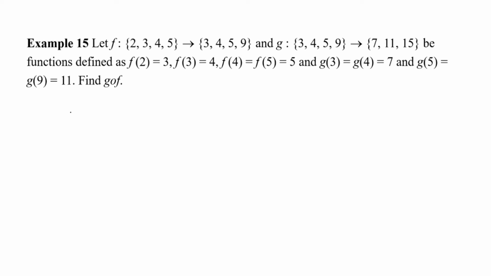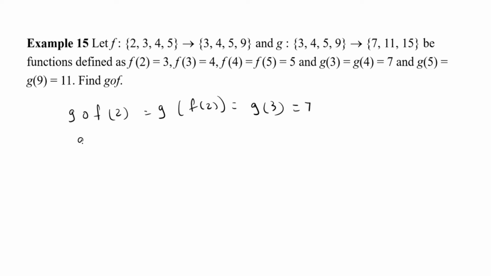So we have g of f. G of f will be a function from the set 2, 3, 4, 5 to the set 7, 11, 15. So g of f of 2 will be equal to g of f of 2. Here f of 2 is given as 3. So in place of f of 2, we can write 3. So this is equal to g of 3. G of 3 is given as g of 3 equal to g of 4 equal to 7. So g of 3 is equal to 7.